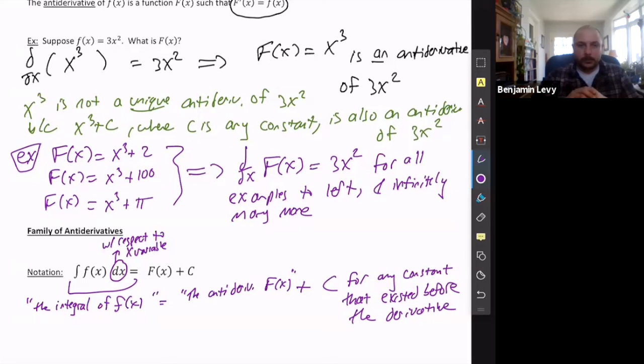Okay. Thoughts about what I'm trying to say about the difference between an antiderivative and the family?